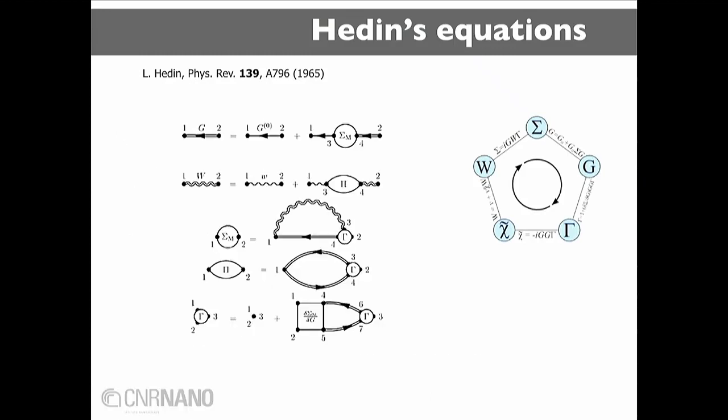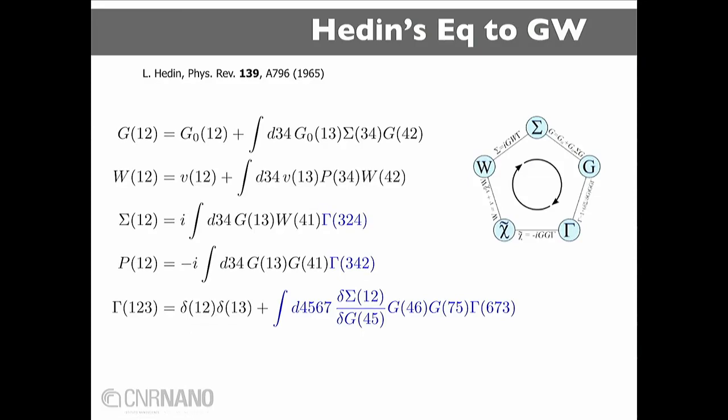So as to say, Hedin's equations can be cast in the form of Feynman diagrams, and I think that these equations being this complicated, diagrams are very useful just to describe and to look at the topology of the equation. So which Green's function vertex is connected to which other bare or screened interaction and so on.